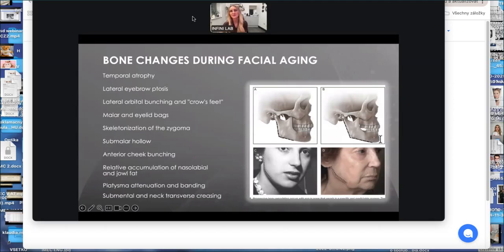And that's the specific area where we need the fillers. Nothing else can rebuild that bone projection. We cannot really stimulate bone. We can stimulate fat to improve quality. We can stimulate the muscle. We can support ligaments, but we cannot really do much with the bone.